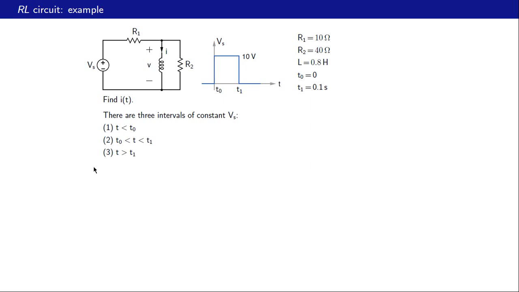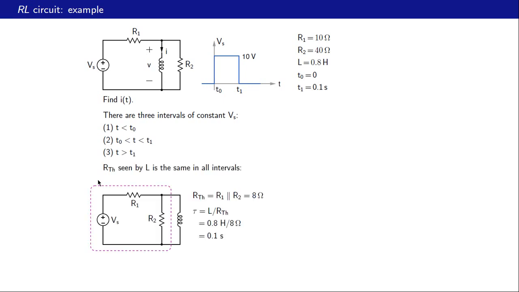To make this calculation a little easier, let us redraw the circuit as shown here. What we have done is we have taken this inductor on the other side. That of course does not change the circuit. And now we look at the rest of the circuit, this circuit here, from the inductor. And note that the circuit topology is the same in all 3 intervals. The only thing that is changing is the value of Vs. In the first interval, Vs is 0. In the second interval, it is 10. And in the third interval, it is 0.